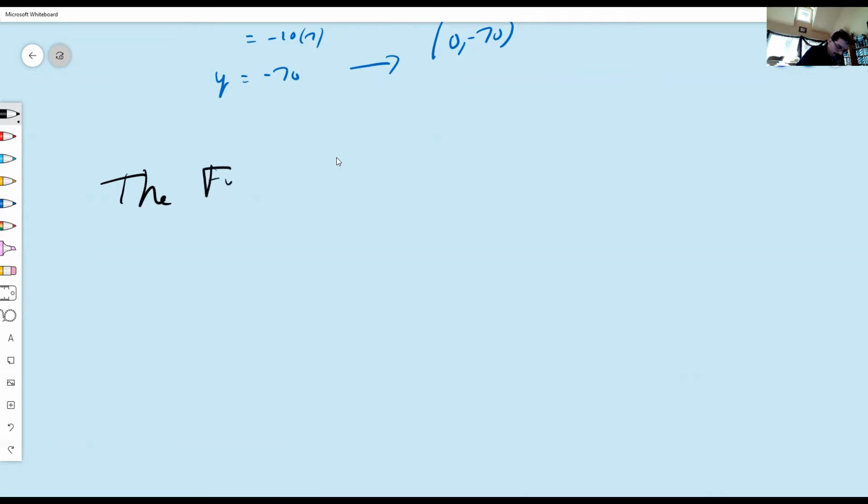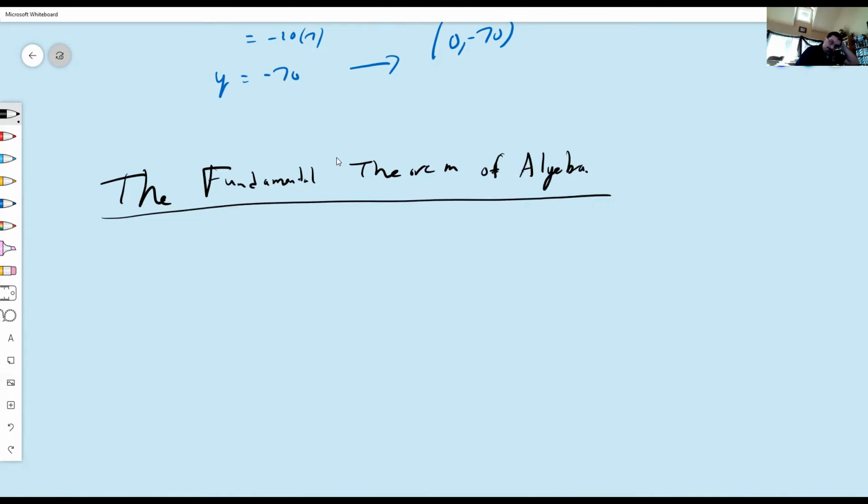The fundamental theorem of algebra says, if the polynomial f of x has degree n greater than or equal to 1, then there is at least 1 zero.